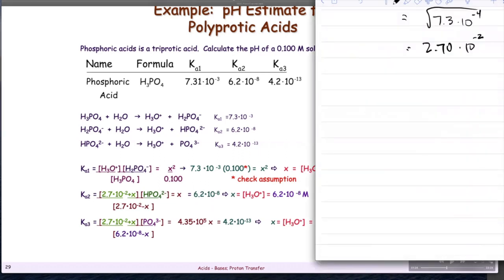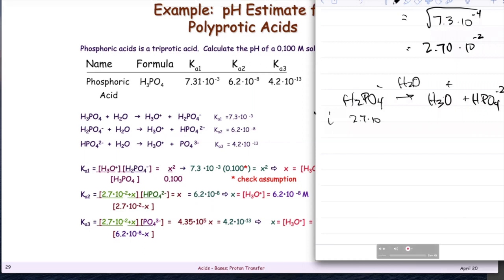So we have our second equilibrium, H2PO4 minus, and that in the presence of water will form H3O plus and HPO4 minus 2. But in the initial line, this guy is 2.7 times 10 to the minus 2. But this also is 2.7 times 10 to the minus 2. And why is that? Because this is the hydronium from the first equilibrium. So it's already going to be in solution.